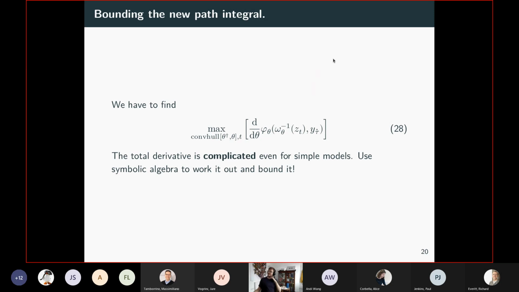Now, to make that practical, we actually have to find an upper bound on, this should actually be the absolute value of that total derivative. And this is a very complicated expression, even for quite simple models. And to make this both practical and model agnostic, what we do is use symbolic algebra to just work it all out, bound it, and then give us some code that returns evaluations of this expression.